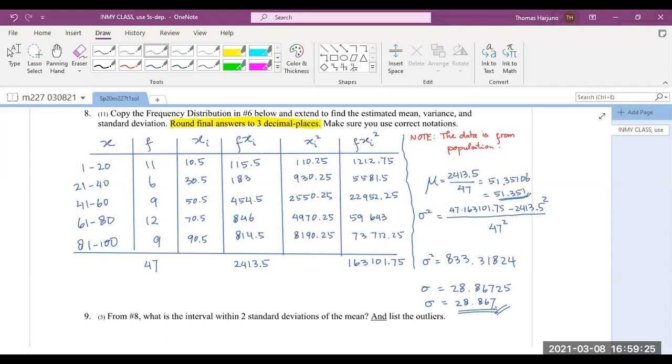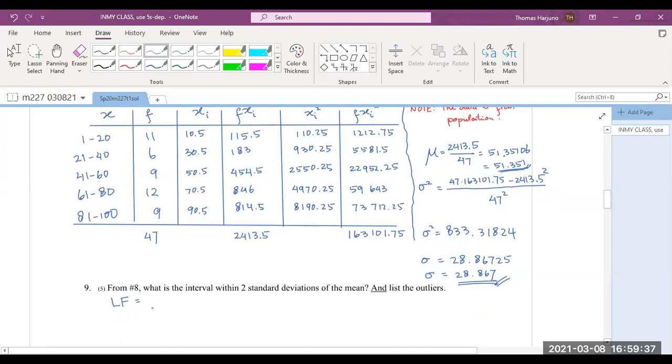Now then, number 9. From number 8, what is the interval within twice standard deviations of the mean? So the lower fence equals the mean minus twice the standard deviation. And the upper fence is mu plus twice standard deviation. That's 51.351 plus 2 times 28.867.